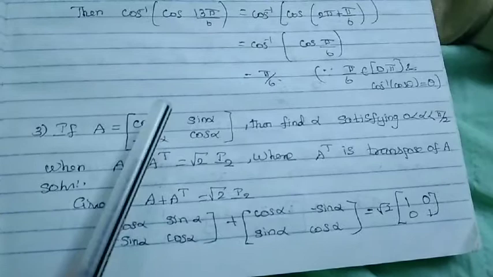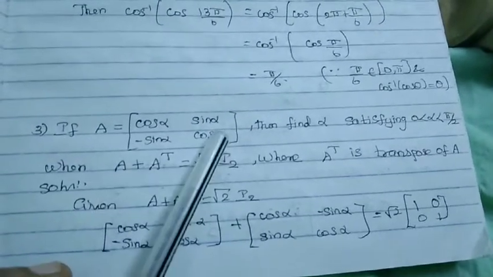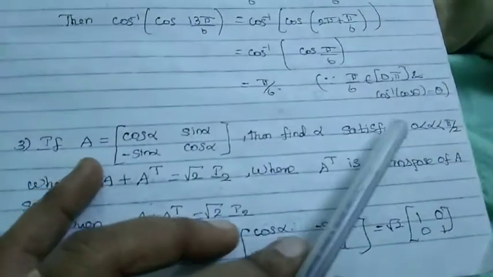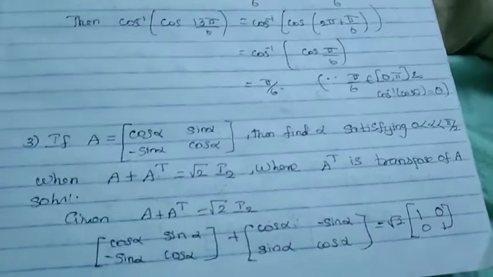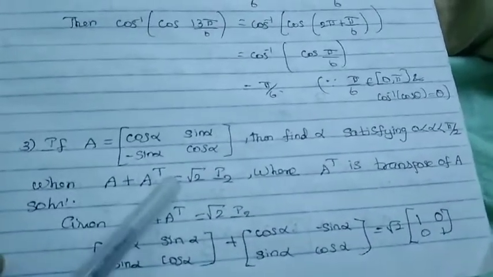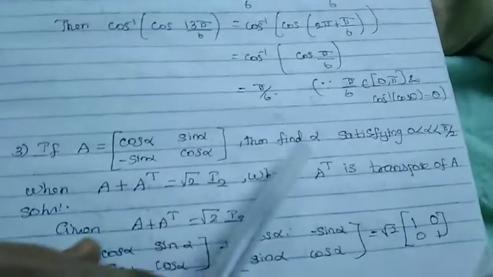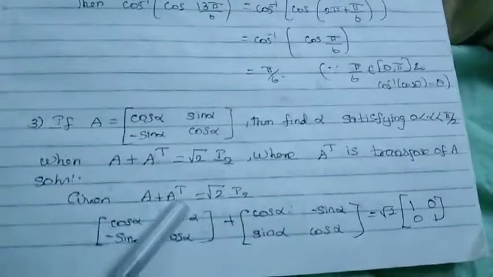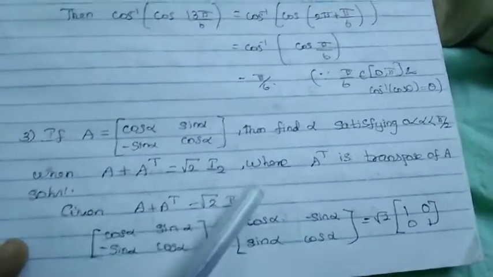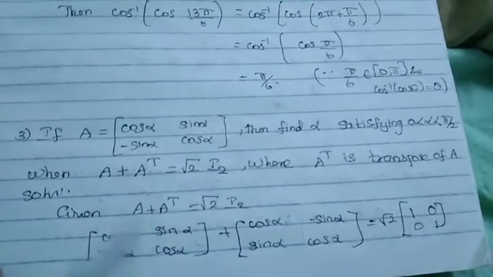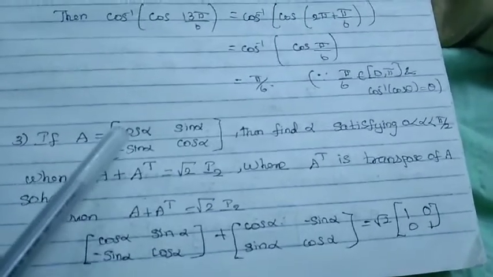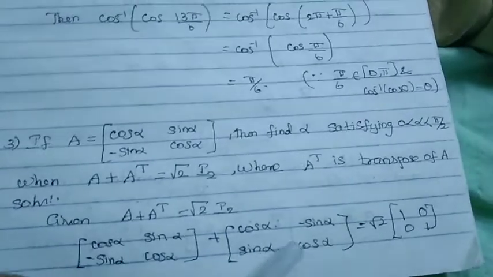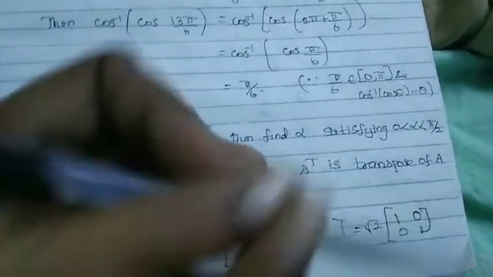The next one, sum number 3. If A equal to the matrix cos alpha, sin alpha, minus sin alpha, cos alpha, then find alpha satisfying 0 less than alpha less than π by 2 when A plus A transpose equals root 2 into I2, where A transpose is the transpose of A. First we take the given condition, that is A plus A transpose equal to root 2 I2. So first I write A and take the transpose of A. What we get? Cos alpha, minus sin alpha, sin alpha, cos alpha. This is equal to root 2 into 1, 0, 0, 1.